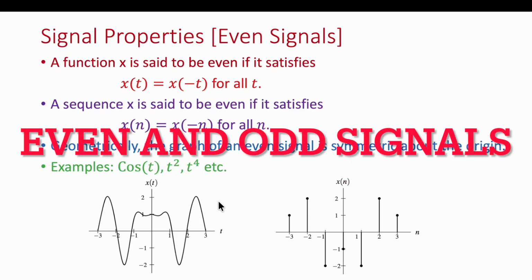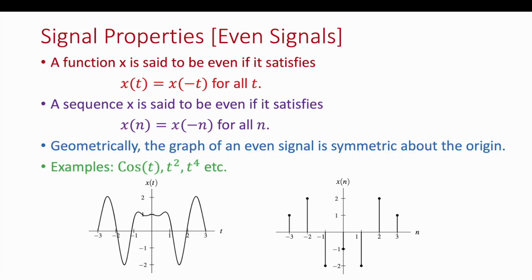In this video, we are going to discuss the even signals and the odd signals. A function x is said to be even if it satisfies the following condition: x of t is equal to x of minus t for all values of t. So what does that mean? It means that if the reflected version of a signal is equal to the same signal, then we can say that the signal is an even signal.